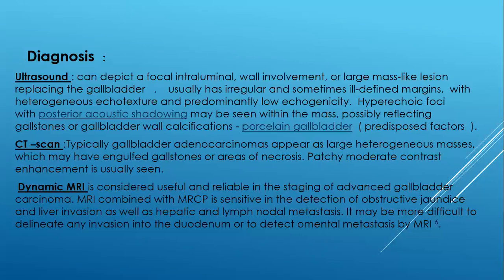On CT scan, typically gallbladder adenocarcinoma appears as a large heterogeneous mass, which may have engulfed gallstones or areas of necrosis. Patchy moderate contrast enhancement is usually seen. Dynamic MR is considered useful and reliable in staging of advanced gallbladder carcinoma. MR combined with MRCP is sensitive in detecting obstructive jaundice and liver invasion as well as hepatic lymph node metastasis. It may be more difficult to delineate any invasion of the duodenum or detect omental metastasis by MR.